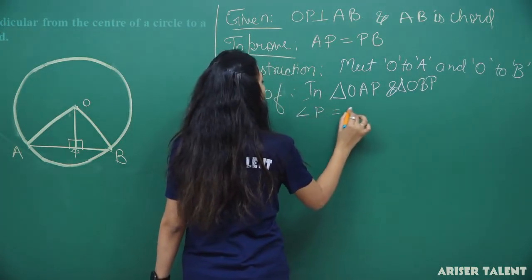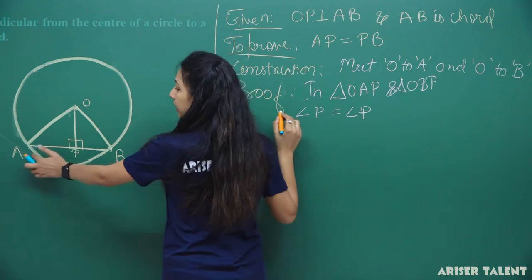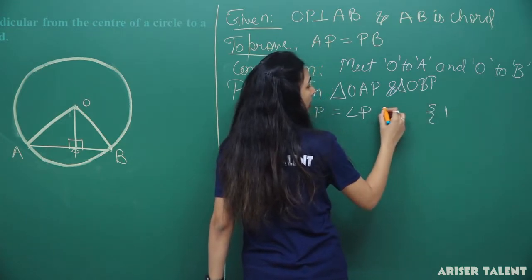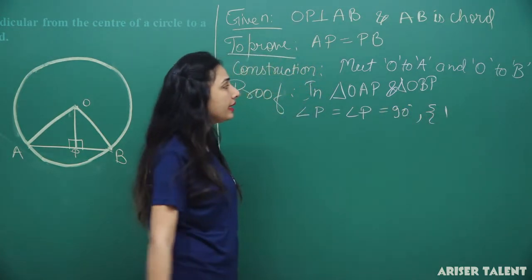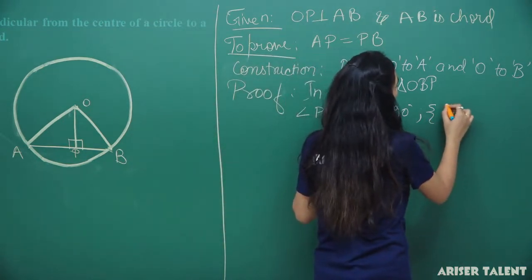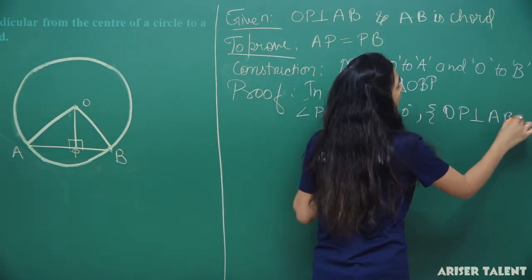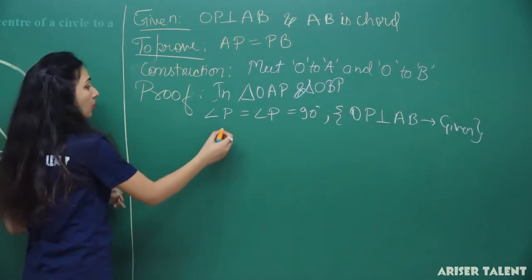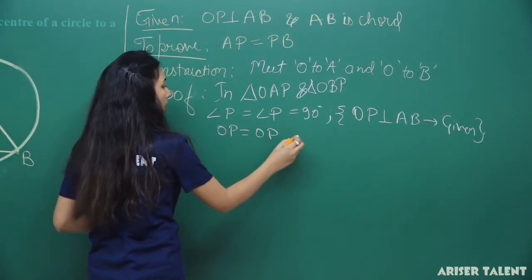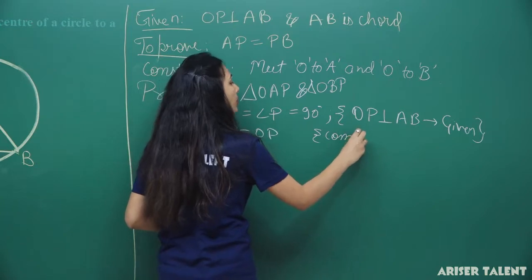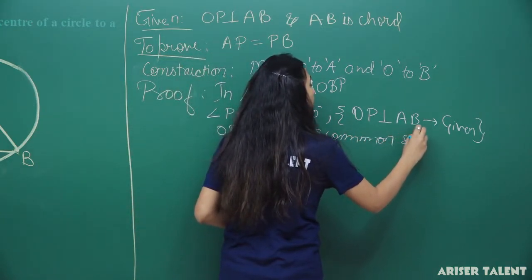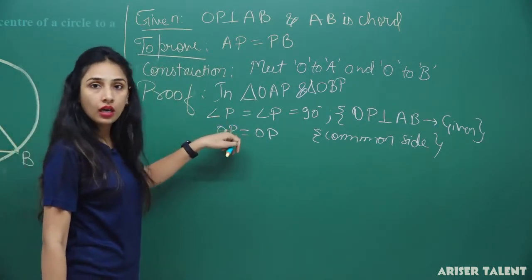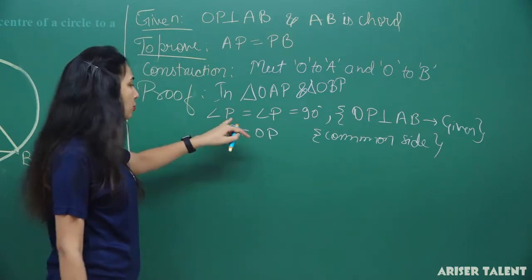Angle OPA equals angle OPB, both equal to 90 degrees. Why? Because OP is perpendicular to AB, which is given. So this is the first thing. Now OP equals OP. Why? Because it's the common side between these two triangles. This is the common side, and the angles are both 90 degrees, so they will be equal.